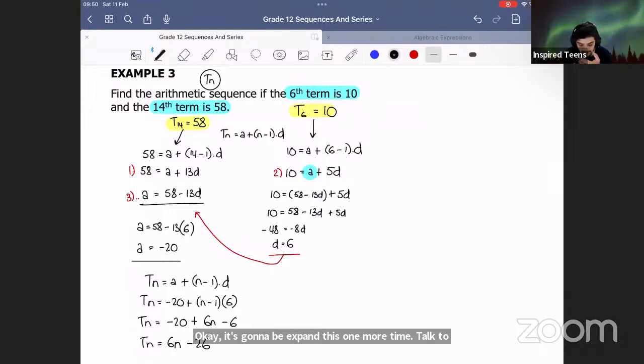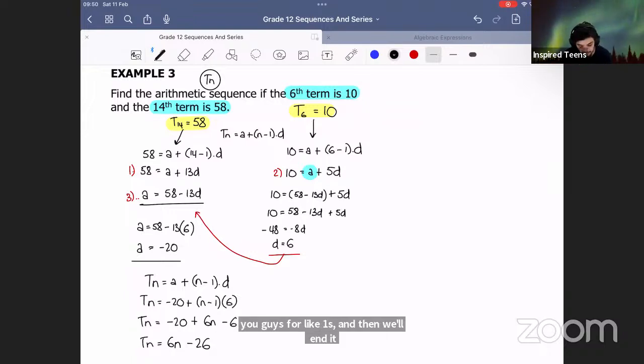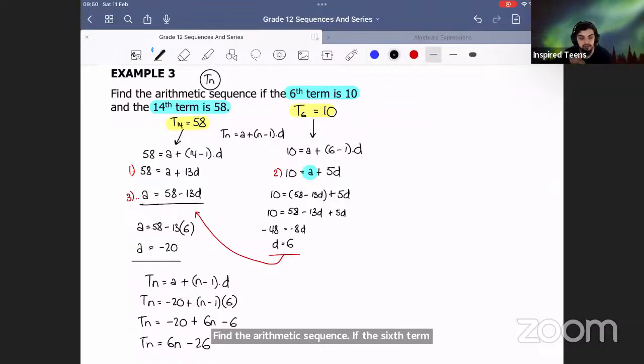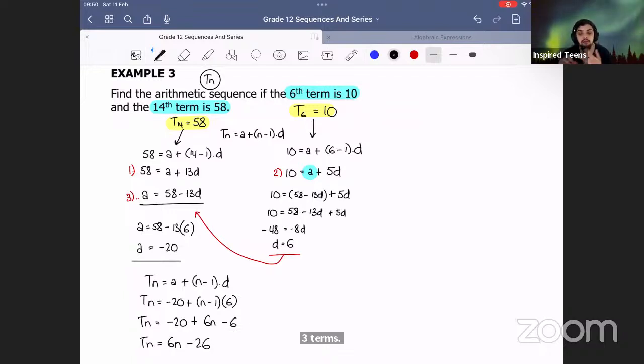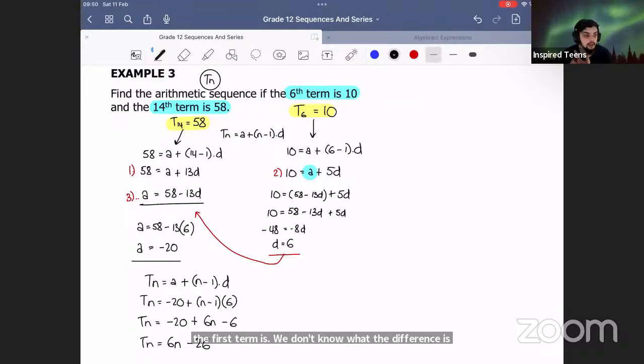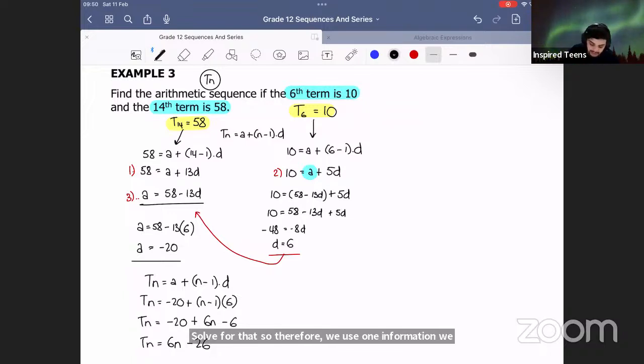Find the arithmetic sequence if the 6th term is 10 and the 14th term is 58. We don't know the first 3 terms. We don't know what the first term is. We don't know what the difference is, because in order to solve for Tn, generally our first 2 steps are solve for A, solve for D. We cannot directly solve for that. So therefore, we use what information we have and we utilize the equation to express that information. So remember, the equation is Tn is equal to A plus n minus 1 times D. All right.